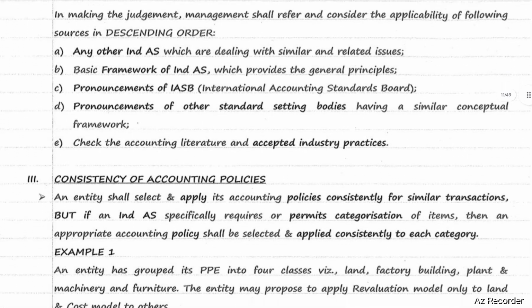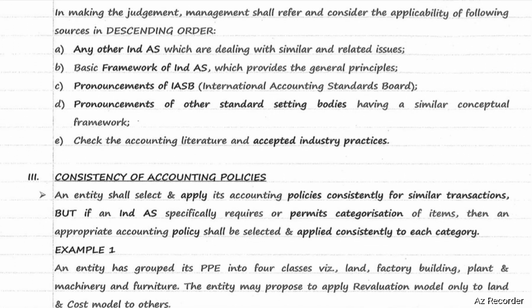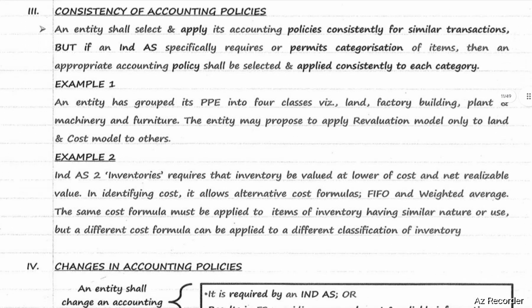In making judgment, management shall refer and consider the applicability of following sources in descending order. First one, any other Ind AS which are dealing with similar and related issues. Second, basic framework of Ind AS which provides the general principles. Third, pronouncements of International Accounting Standards Board IASB. Fourth, pronouncements of other standard setting bodies having a similar conceptual framework. Fifth, check the accounting literature and accepted industry practices.